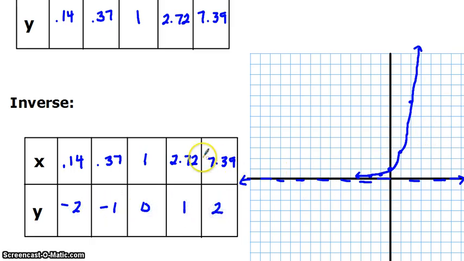All right, I'm going to switch colors over here, and let's graph these points. So I've got 0.14, that's really close here, and -2, so like right there. 0.37, -1. I've got 1, 0. I've got 2.72, 1. Then I've got 7.39, which looks like I'm around 3, 4, 5, 6, 7. It's a little off my video here. All right, and let's draw in our log curve. And it looks like every other log that we've had.